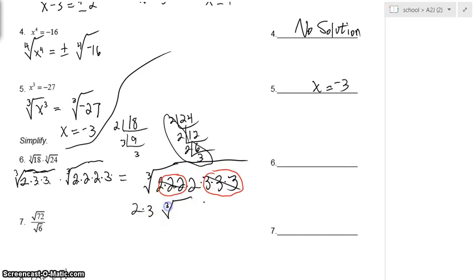Please watch out. You've got the cube root, not a square root. It's the cube root of 2. But 2 times 3 is 6. So you've got a 6 on the outside. 6 times the cube root of 2.